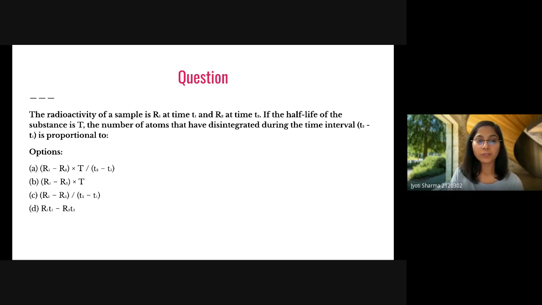Option A is (R1 minus R2) multiplied by T and divided by (T2 minus T1). Option B is (R1 minus R2) multiplied by T. Option C is (R1 minus R2) divided by (T2 minus T1). And option D is R1 T1 minus R2 T2. So what do you think? What is the right answer for this?